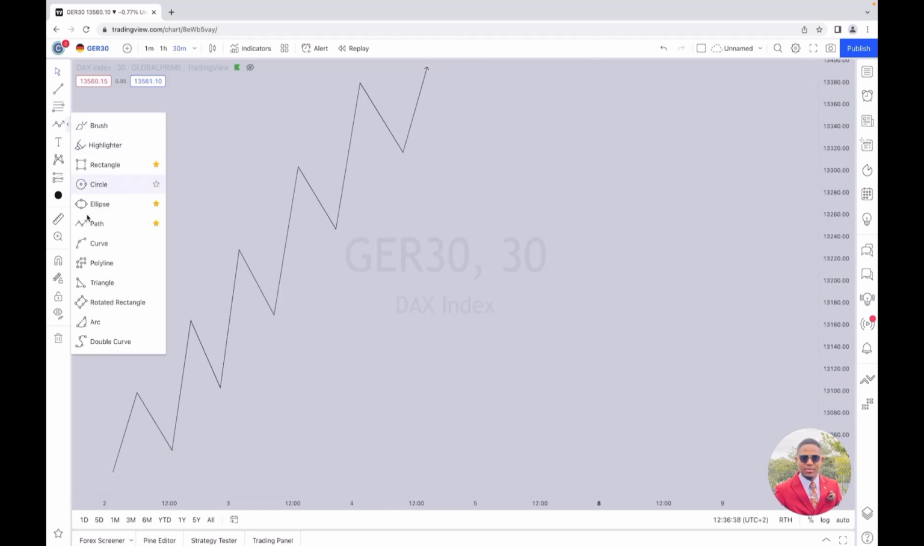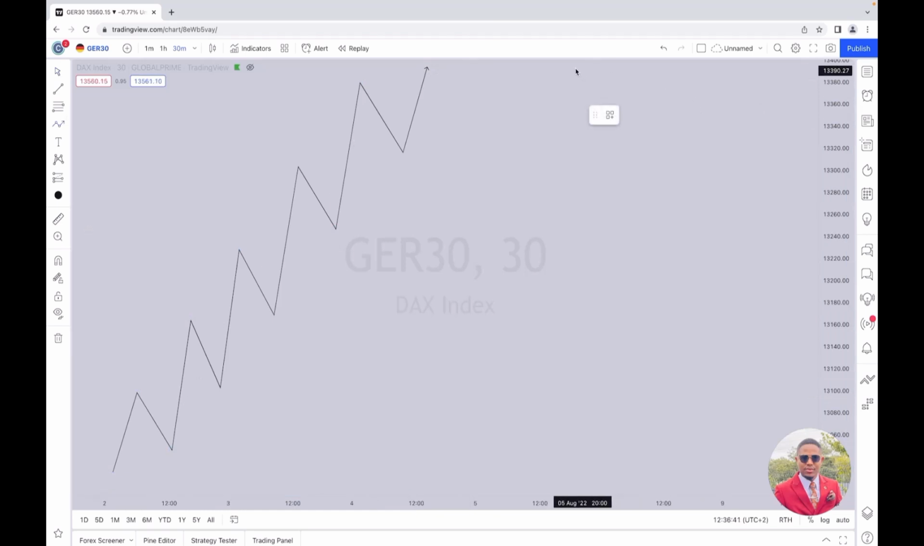Then we've got what is known as a downtrend. A downtrend means that price is going down. In the downtrend, price is going down. This is what is known as a downtrend, like this.